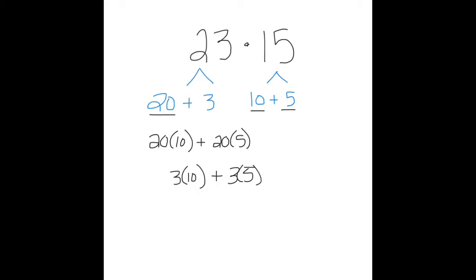So 2 times 1 is 2. Add 2 zeros. Well, that makes sense because 20 times 10 is 200. 2 times 5 is 10. Add 1 zero. Well, that makes sense because 20 times 5 is 100. 3 times 1 is 3. Add 1 zero. And 3 times 5 is 15. 200, 100, 30, 15, 345.